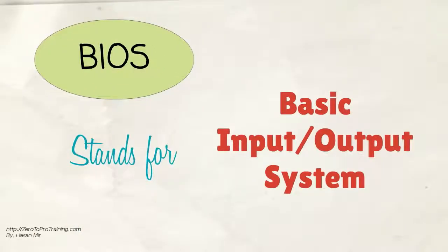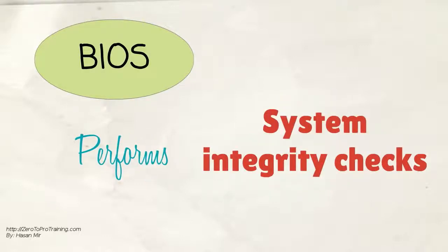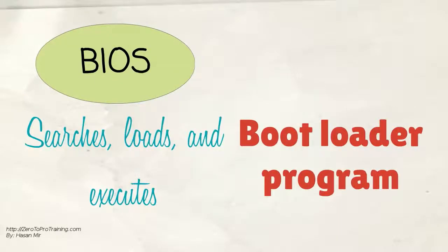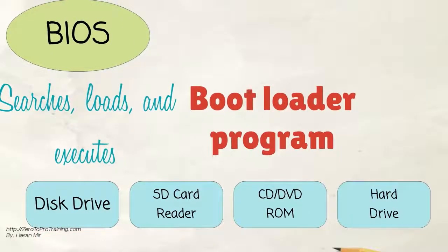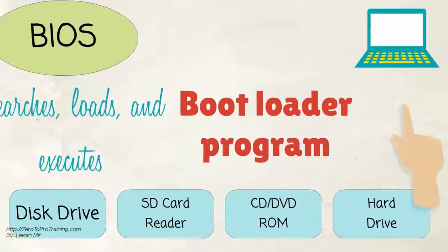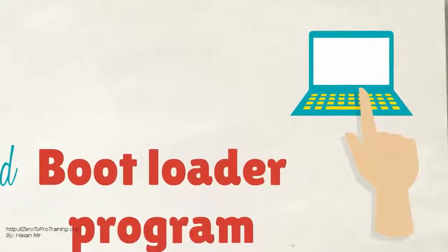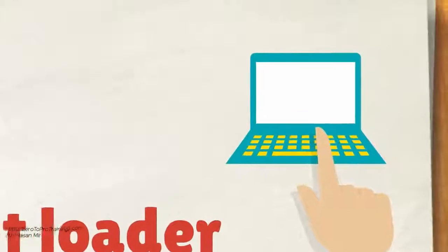BIOS stands for Basic Input-Output System. It performs system integrity checks, searches, loads, and executes the bootloader program. It searches for bootloader in disk drives, SD card reader, CD-ROM, DVD-ROM, or hard drive. You can press a key during the BIOS start to change the boot sequence. Typically the key is F12 or F2. It depends on the system.